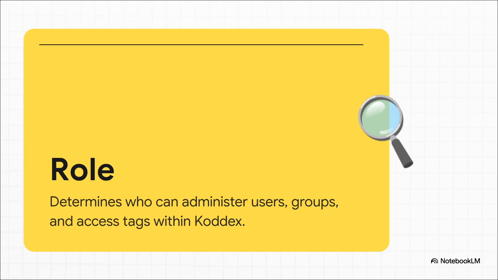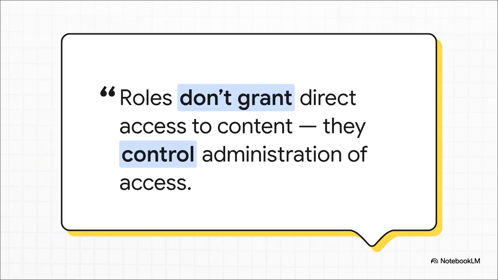So let me put this as simply as possible. Access tags control access to your data, while roles control access to the permission system itself. Roles determine who can manage users, create new groups, or assign those access tags we just talked about. And this right here is probably the single most important distinction to burn into your brain. Let's be super clear. Giving someone an administrative role does not automatically let them see your secret company data. Nope. All it does is give them the power to manage how access is granted to others. It's a critical separation of duties that keeps everything secure.